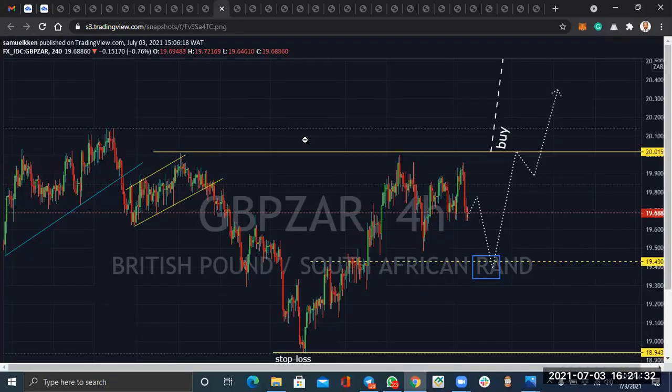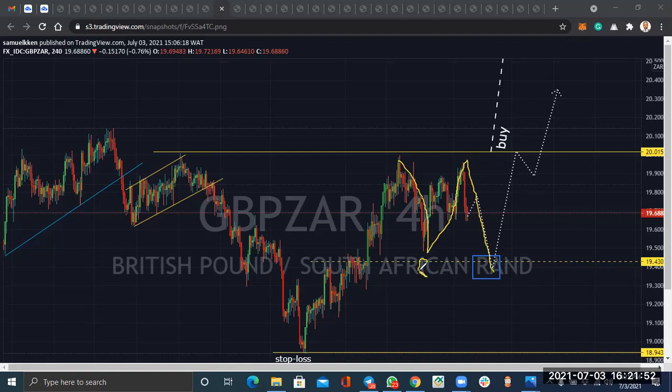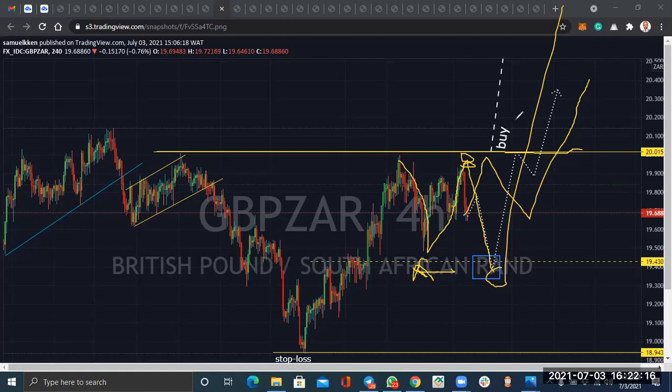Pounds ZAR. ZAR is a funny pair. You never know what it will do. But I insist, this will be a good trade for those who will catch it. Now, this is what I think will happen. A, B, C. This is what I think will happen. And maybe it can even keep going up, do this and move. But once it closes above this line, look for a long time buy setup and buy it.